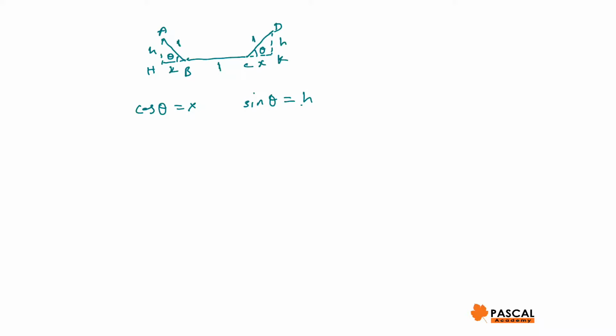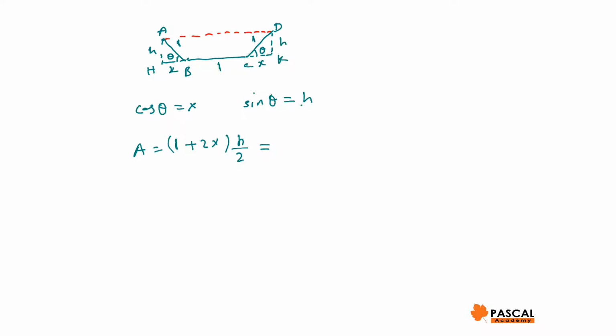We know the area of a trapezoid is the average of the bases times height. Therefore, area would be (1 plus 2x) times h divided by 2, which can be written as, it is actually 2 plus.